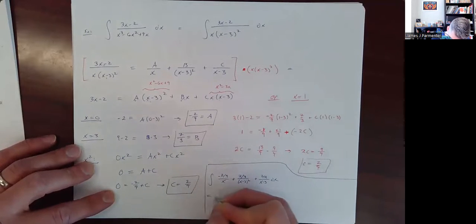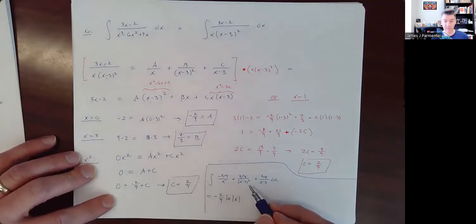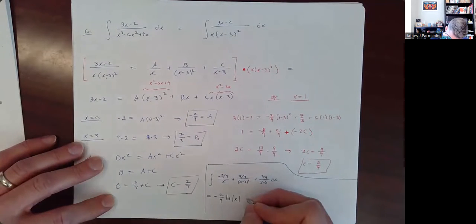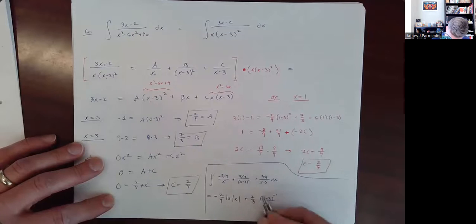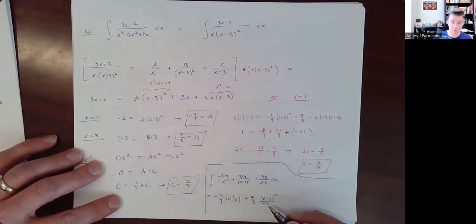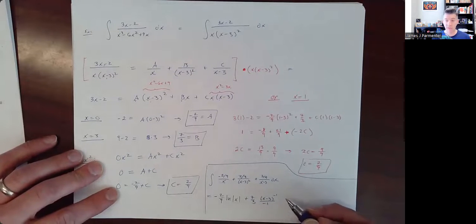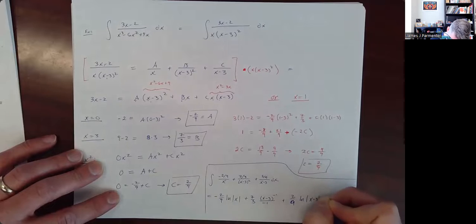That's going to equal -2/9 natural log of the absolute value of x. And then the integral of (x minus 3) to the -2 is (x minus 3) to the -1 divided by -1. We get plus 7/3 times (x minus 3) to the -1 over -1. I would simplify this as -7/3 times 1 over (x minus 3), or -7 over 3 times (x minus 3). And then finally, plus 2/9 natural log of (x minus 3).